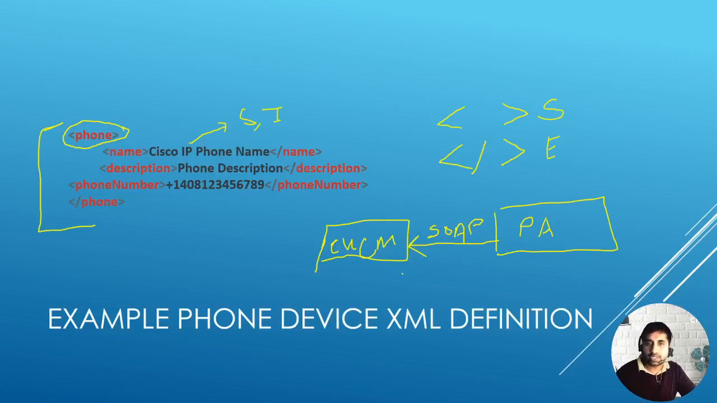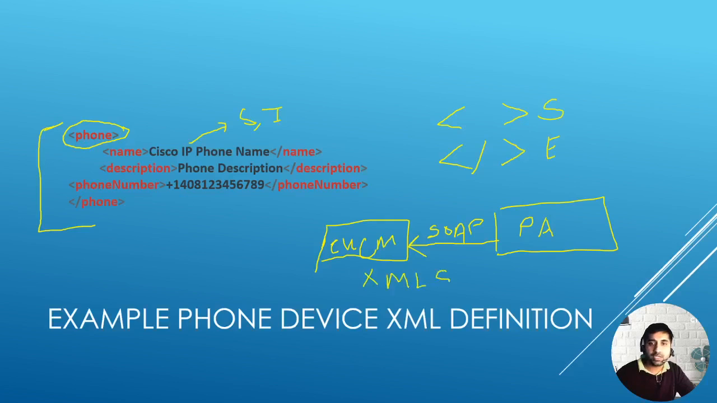Do I support this tag or not? For example, do I support this phone tag, or do I not support a phone tag? So there has to be a mutual understanding between these two applications. And how can this mutual understanding be achieved? It is nothing but by defining something called an XML schema definition.